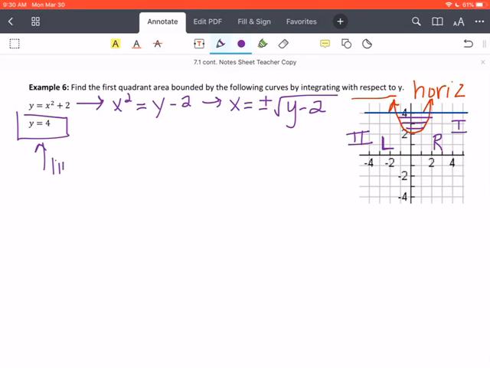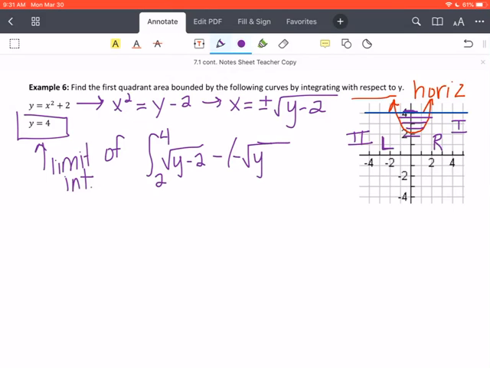Now, what the heck does y equals 4 have to do with anything? This represents a limit of integration. So we are looking for this shaded region on the y-axis, what is defining our space, 2 to 4. So now we take our integral from 2 to 4 of the positive square root of y minus 2 minus the negative square root of y minus 2 dy.